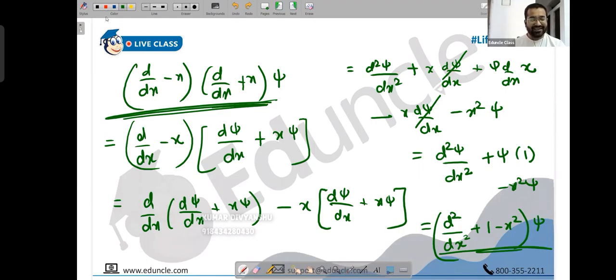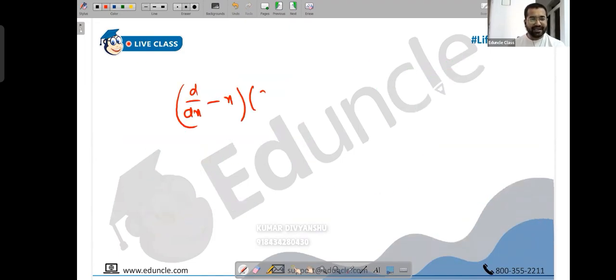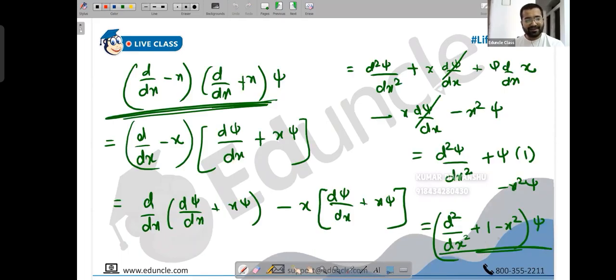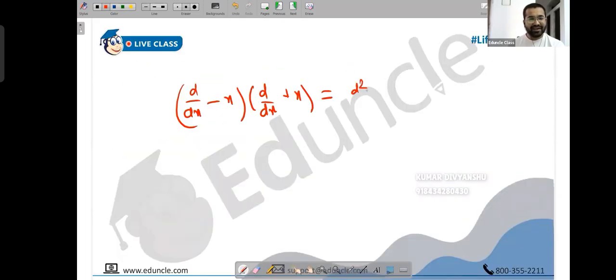Sure. Okay. So this operator into function is equal to this operator into function now. So equate the operators, people. You have got d by dx minus x into d by dx plus x. This is equal to what, people? You have got d square upon dx square plus 1 minus x square, which popularly is written as d square upon dx square minus x square plus 1.